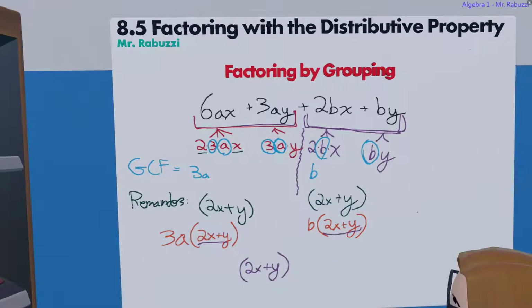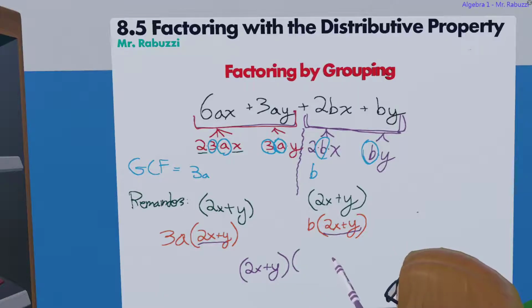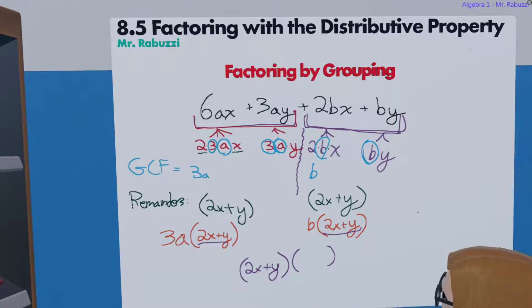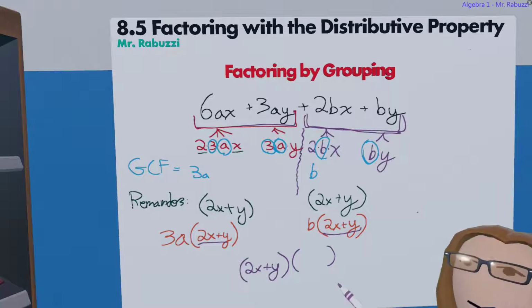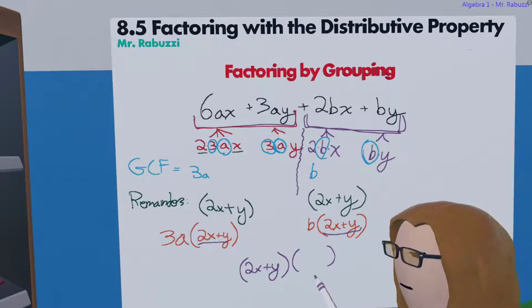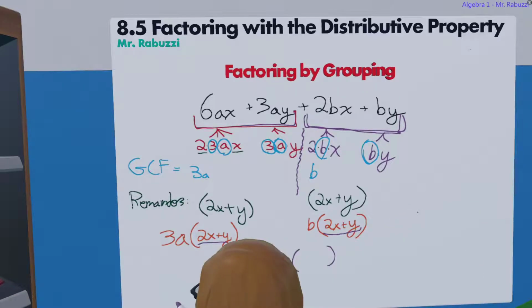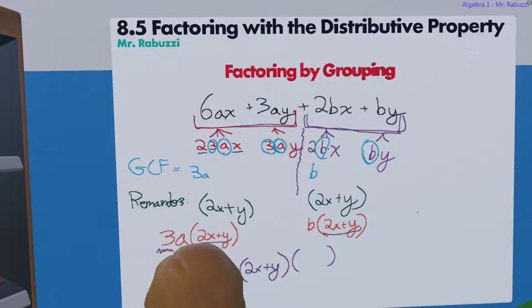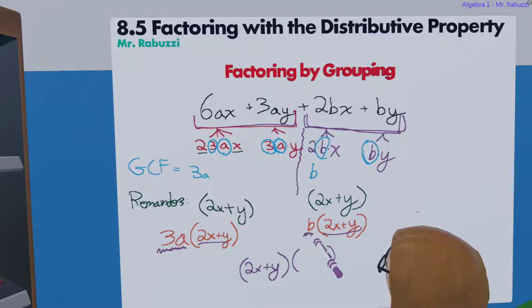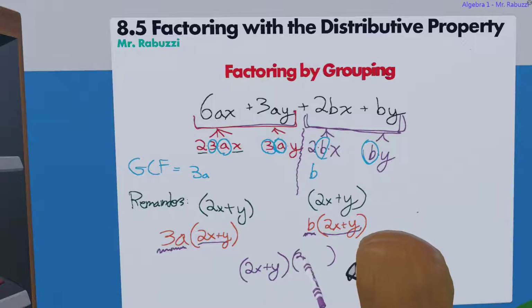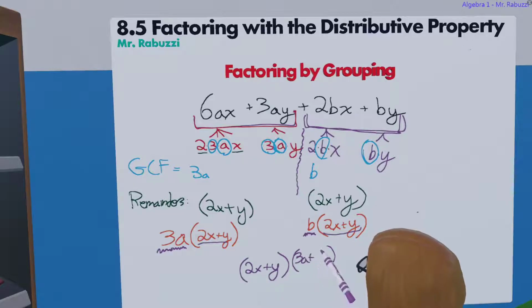Okay? Now, what we're looking for in a grouping problem is another binomial. We need two more pieces, two more terms to go in here. Well, I might want to take this term and this term and put them in there. 3a into positive b, so plus b.